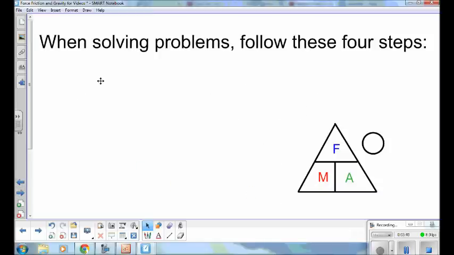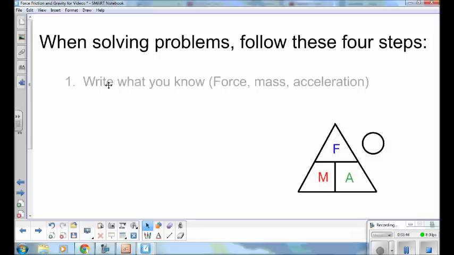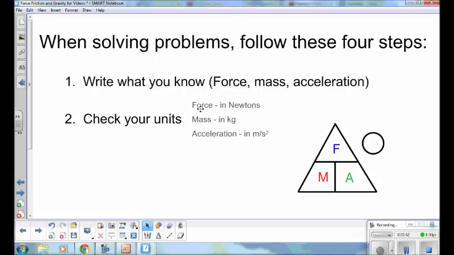So when solving problems, you're going to need to follow 4 steps. The first step is to write what you know: force, mass, and acceleration. The second thing you need to do is check your units. As I already told you, force is always measured in newtons, mass is always measured in kilograms, and acceleration is always in meters per second squared.